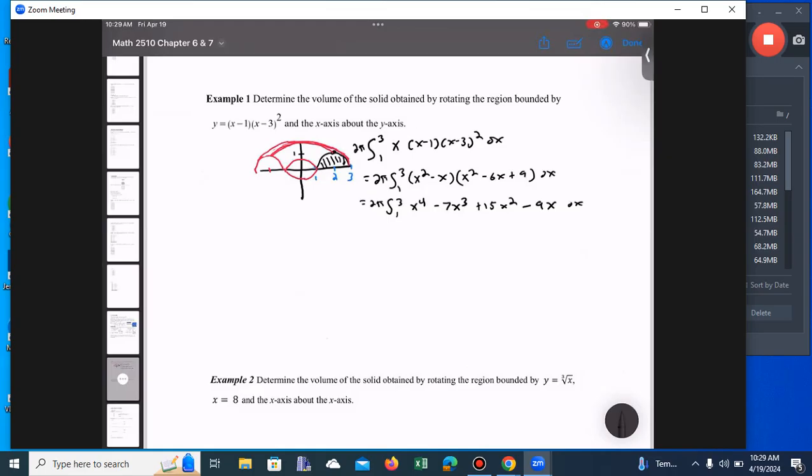And again, dx. So we'll integrate 2 pi times x to the 5th over 5 minus 7x to the 4th over 4 plus 5x to the 3rd minus 9 over 2 x squared. And we're integrating this from 1 to 3.